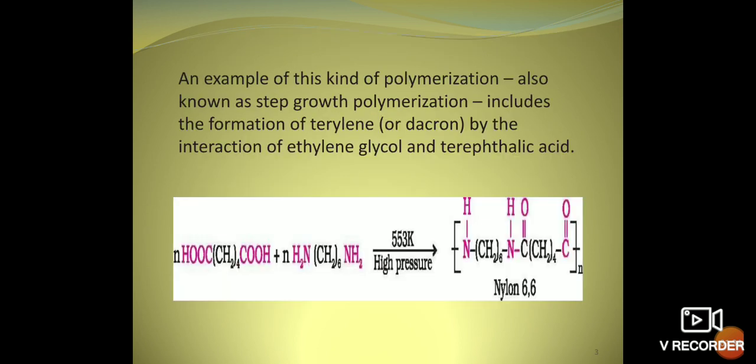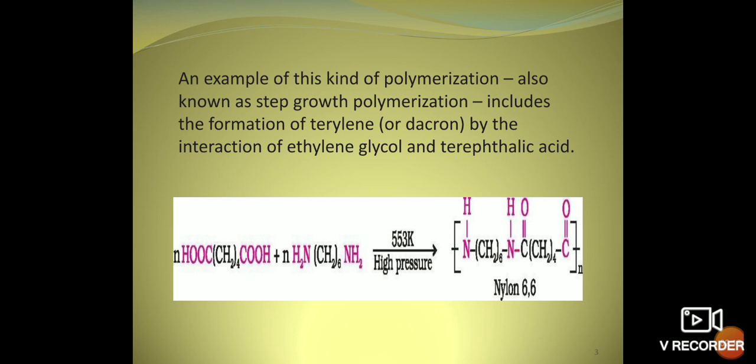An example of this kind of polymerization, also known as step growth polymerization, includes the formation of terylene or dacron by the interaction of ethylene glycol and terephthalic acid. See, the terephthalic acid is a dicarboxylic acid and again ethylene glycol we have. So here we have the formation of nylon 6,6. So the example we are taking here is nylon 6,6, that is hexamethylene diamine, and this is adipic acid.